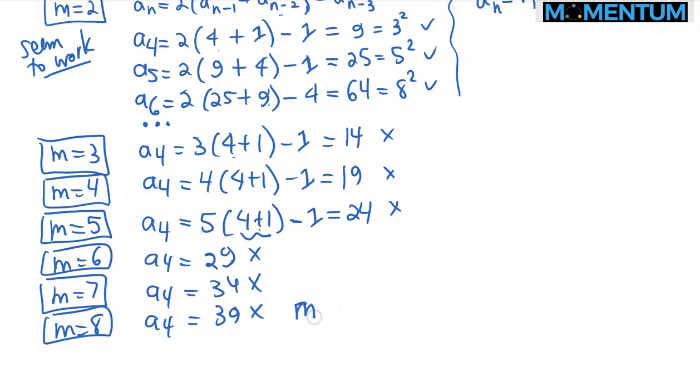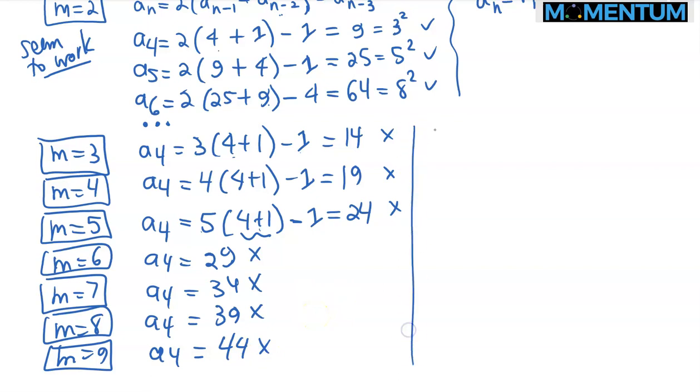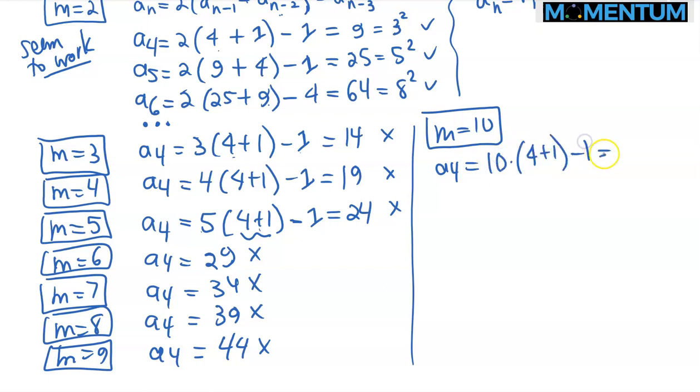Let me just write it. Well, okay, let's just keep writing on that sequence. M equals 9, a4 will come out as 44, not gonna work. But finally, when you try, let's write it on this space here, m equals 10. Again, this has the potential to work because a4, when you plug into the recursion, it is 10 times 4 plus 1 minus 1, and indeed 5 times 10, 50 minus 1, that's a 49, which is 7 square.